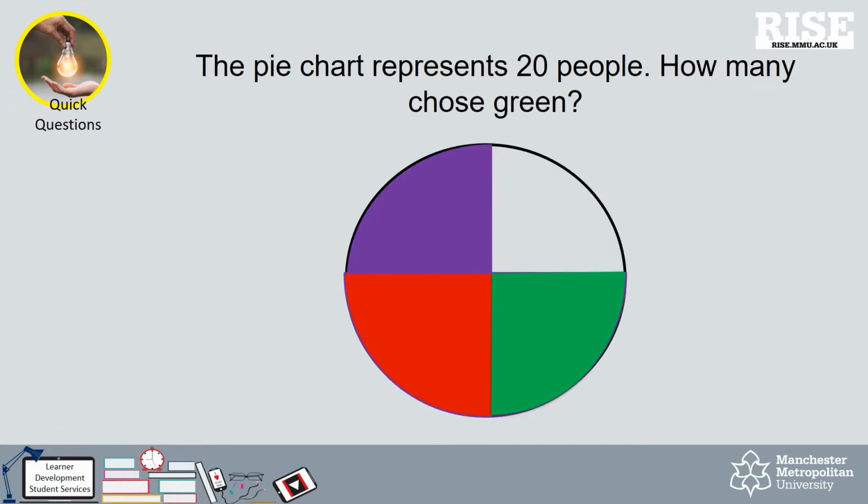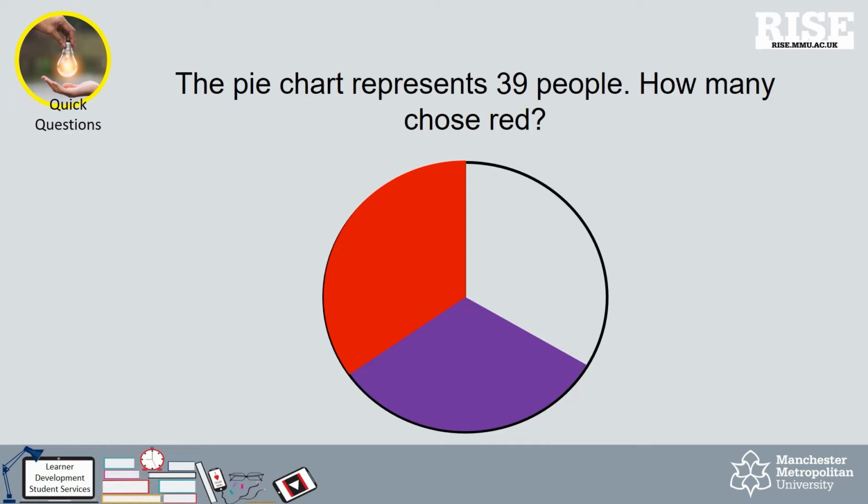This pie chart represents 20 people overall. How many people chose green? That's 1/4 of the people, and 1/4 of 20 is 5. This pie chart represents 39 people. How many people chose red? Here that's 1/3 of the pie chart, and 1/3 of 39 is 13.